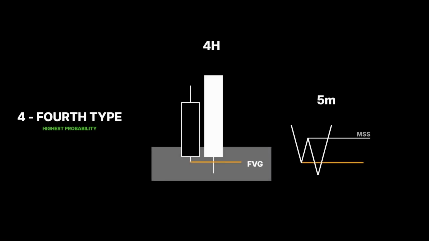The fourth type is the highest probability one. It's when the first candle closes with a very small wick and the second candle sweeps the previous candle low to then expand. You would want to look for an entry after sweeping the low, not before.